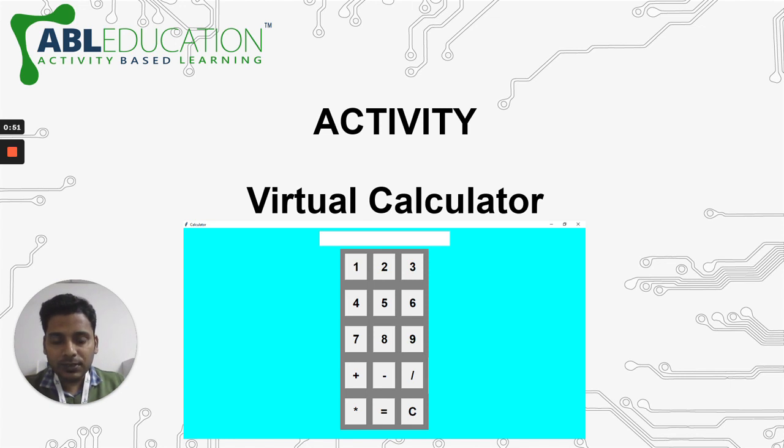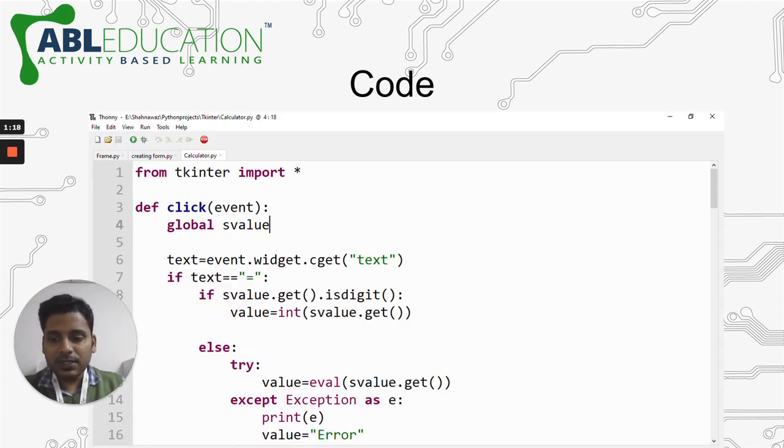So if you can see the images on the screen, this is the virtual calculator that we are going to make today. There will be some number buttons, and then there will be some operator buttons, and some evaluation buttons, and on the top there will be a screen, that is an entry widget. All of the concepts we have already covered. In this virtual calculator we are going to use the entry widget, button widget, frame, and label, right? So let's just start with the project.